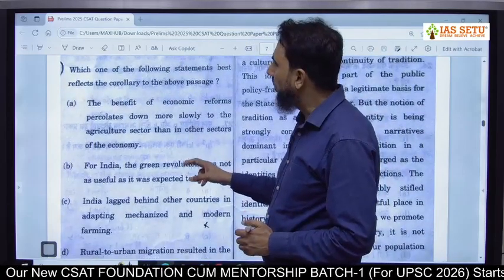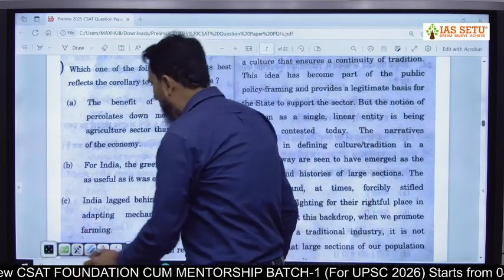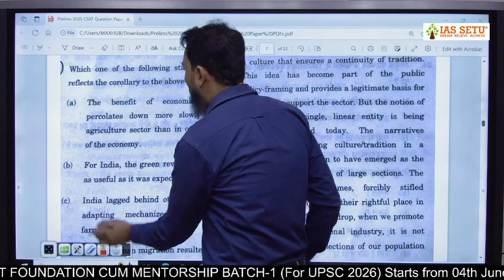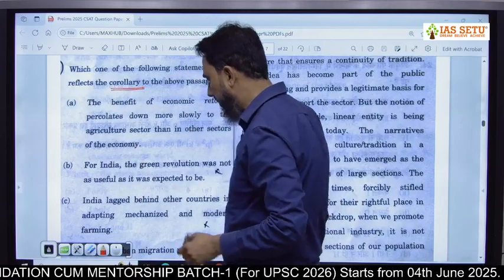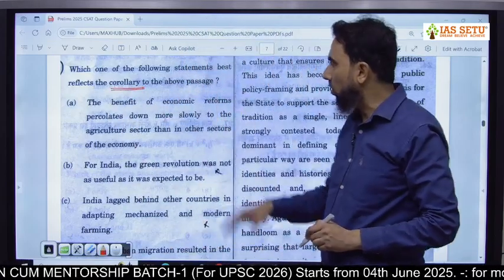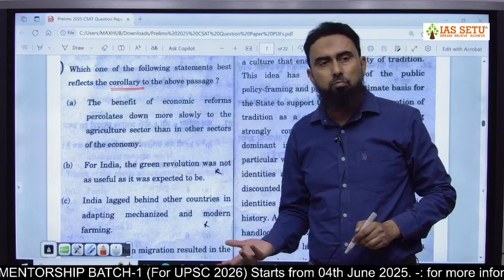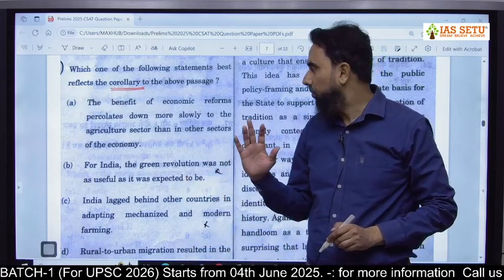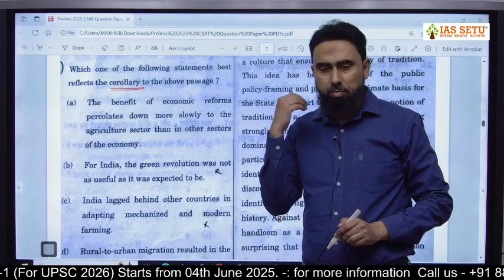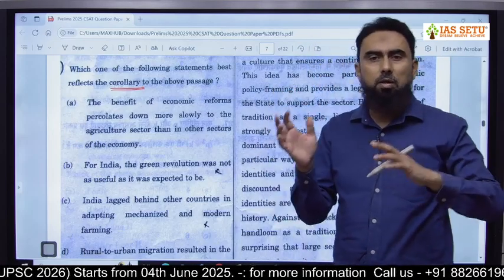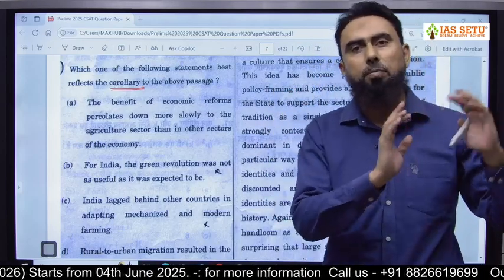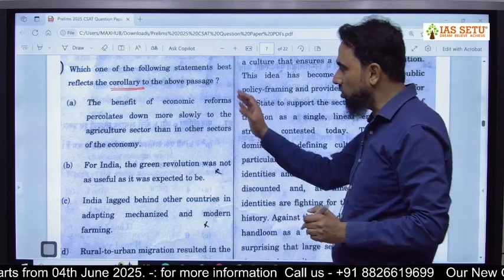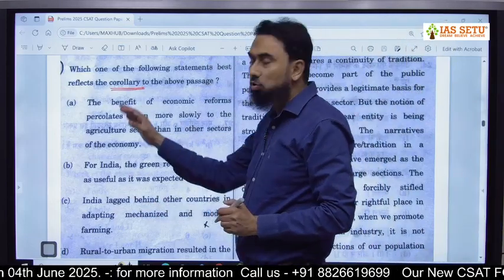Now coming to the first question, it asks about a corollary of the passage, and this word you must know, corollary. This is the single question of corollary, and after 3 years UPSC has asked a corollary this year. Last time they asked in 2021. A corollary is based on the passage, what is the correct logical outcome? What is the correct logical consequence, which should be based on the passage.